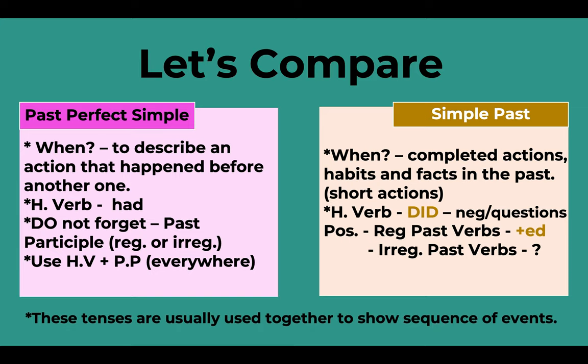Instead, for positive sentences, you need the verb in the past that can be regular or irregular. If it's regular, you add ed. If it's irregular, you need to learn the irregular verb. For the past perfect simple instead, don't forget that we need the past participle, regular or irregular, of a verb. So, you need the helping verb had plus the past participle everywhere. So, for questions, for negative sentences and positive sentences. These tenses are usually used together to show sequence of events. So one action happened first and then another action happened next.